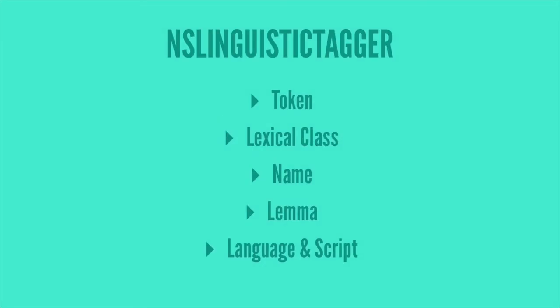It can tag and parse sentences based on token. So that's tagging part of speech, its lexical class. You can get names out of there. You can get lemmas, so if you have -ing forms of a word, you can get the original word out of that. And it can tell you what language and what script it's being written in. So it can tell you that you're reading it in English and the Latin script, or in Russian and Cyrillic. This is an amazing thing to be built in. Other languages would kill for that.